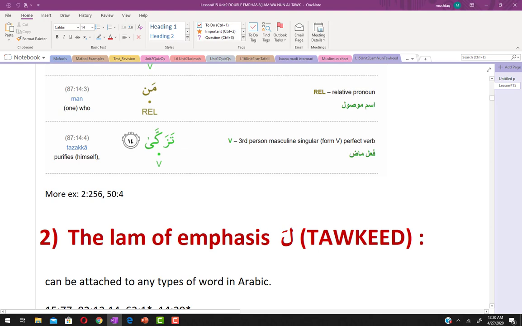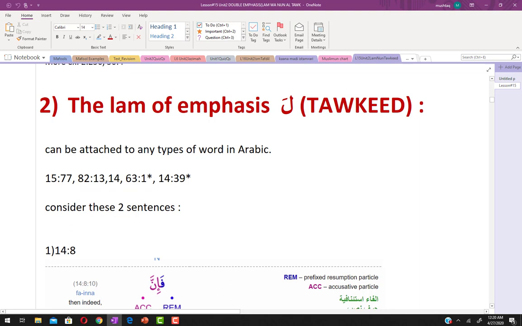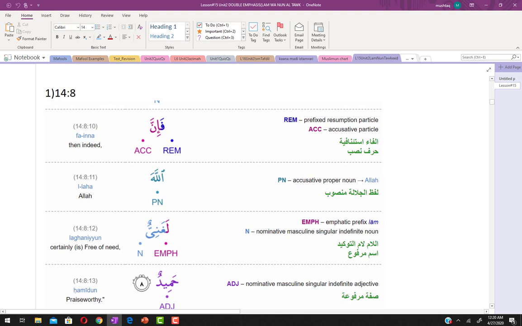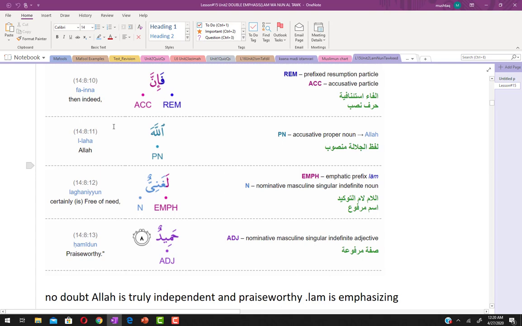The second type of emphasis is the lam of emphasis, or the lam tawkeed. The lam tawkeed can be attached to any type of word in Arabic. Let's take an example. Fa inna Allah la ghaniyun hamid. Here we have fa inna. Inna is indeed. Allah la ghaniyun. Lam is there. This is lam tawkeed, attached to a noun. Certainly, free of need. Hamidun, praiseworthy. No doubt Allah subhanahu wa ta'ala is truly independent, free of need and praiseworthy.